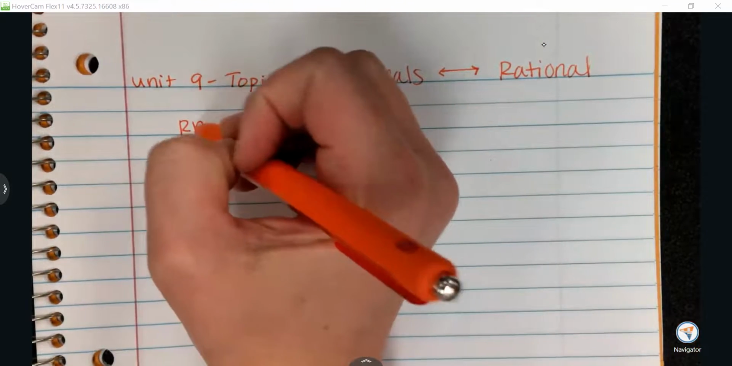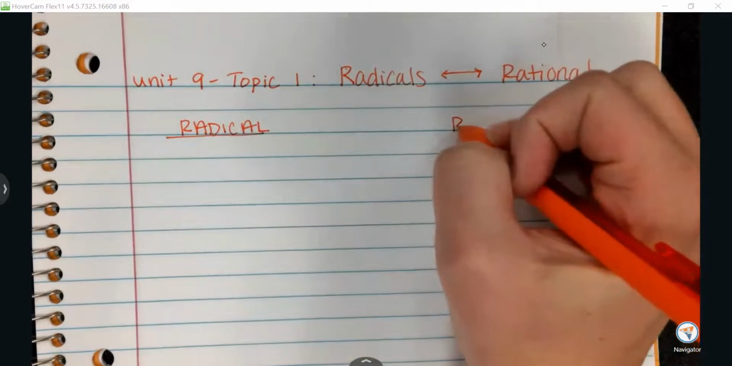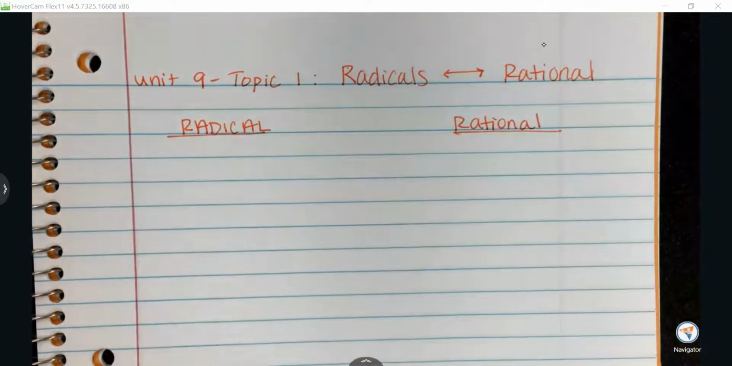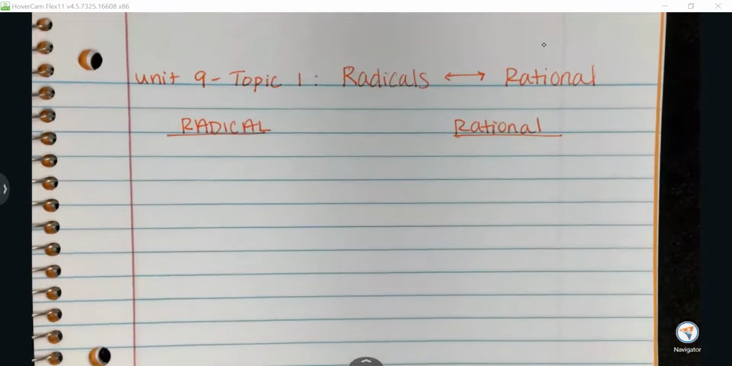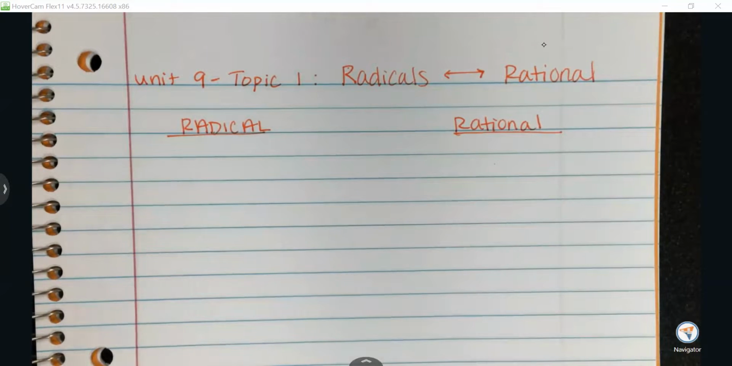So we're going to have two different things. We're going to have what's called a radical, and then we're going to have a rational. A radical. What's another word for a radical? We've already done an entire unit over it. No. Nobody knows what a radical is. This is really, really bad. Not one person can tell me another word for a radical.